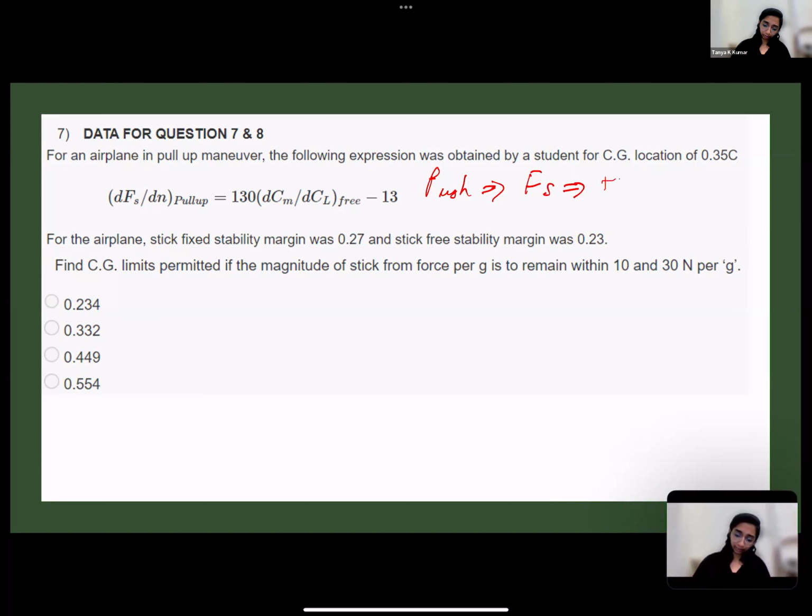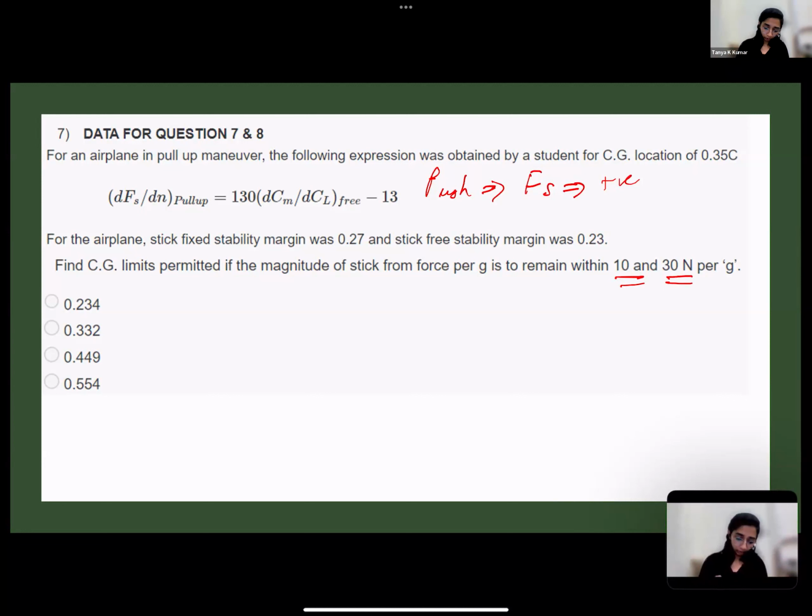Positive, exactly. So here they've just told you the magnitudes, 10 or 30 Newton. They have not told you if it's positive or negative, so you need to check the complete range, starting from minus 30 to plus 30. Plug in each value. We don't know if it's the positive or the negative limit that they've given you. So use minus 30, minus 10, 10, plus 30. We'll use all four values and whichever matches the option, we use that.